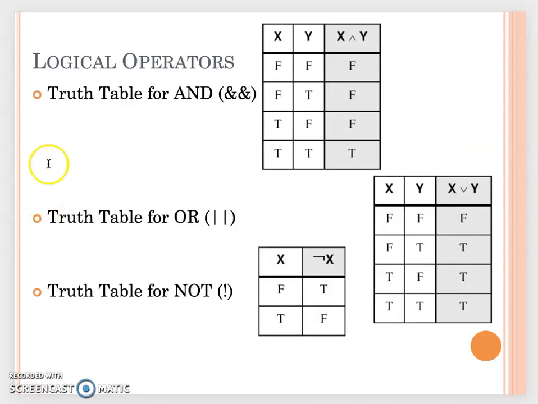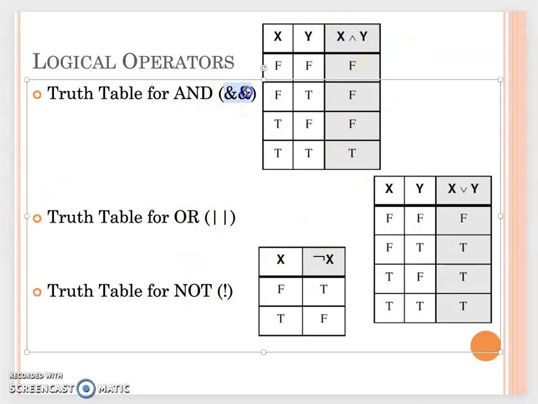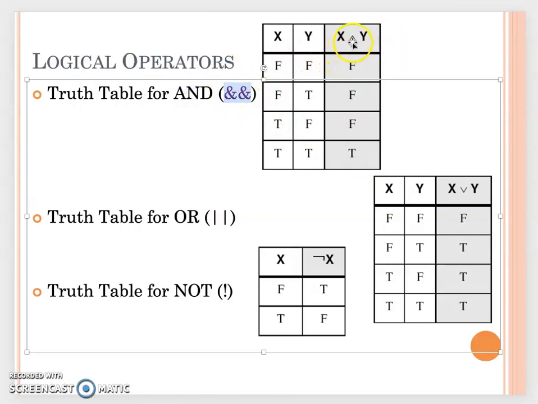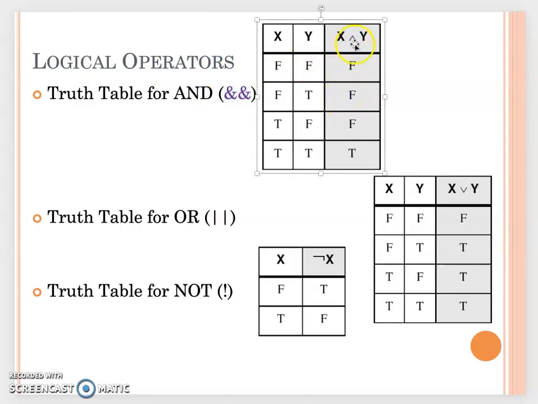To talk more about the AND, OR and NOT operations, in C++ please use these symbols. But sometimes in math or other logical expressions, we use the caret to show AND. You can see AND has two values associated with it. Only when both are true is your result true. Otherwise, if only one is true or both are false, the result is still false. So that's AND.